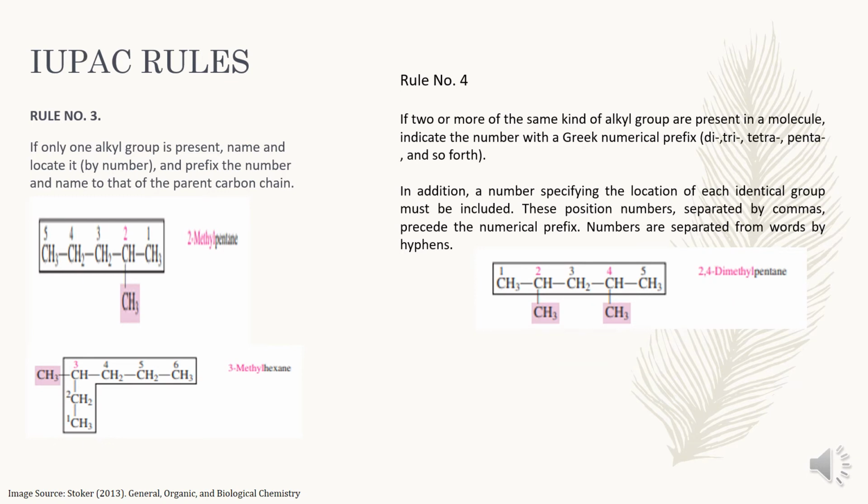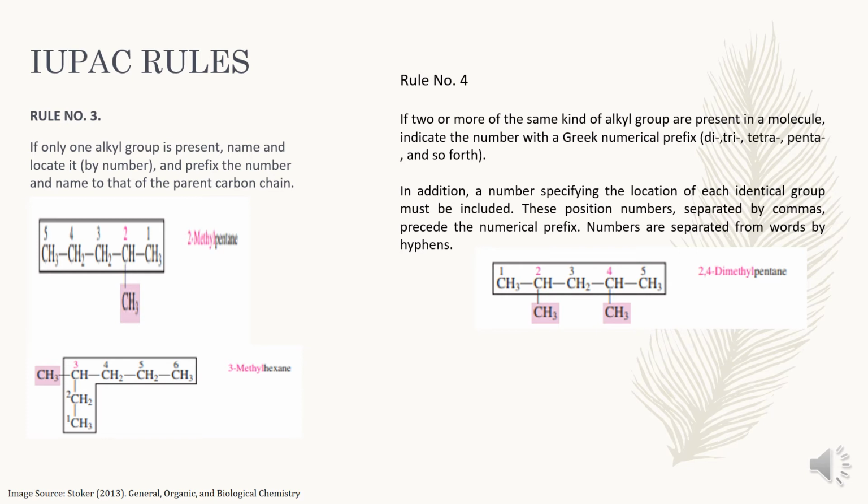For example, in this one, in carbon number 2 and 4, you have a methyl substituent. So the name would be 2,4-dimethylpentane, as you have 5 carbons for the parent chain. Note that the numerical prefix di must always be accompanied by two numbers. So in this case, you have carbons 2 and 4. Tri would be accompanied by 3, and so on.